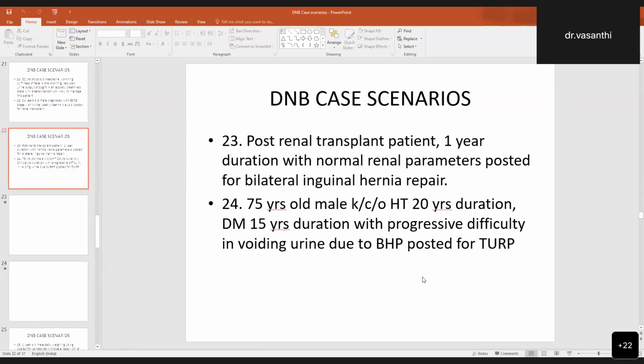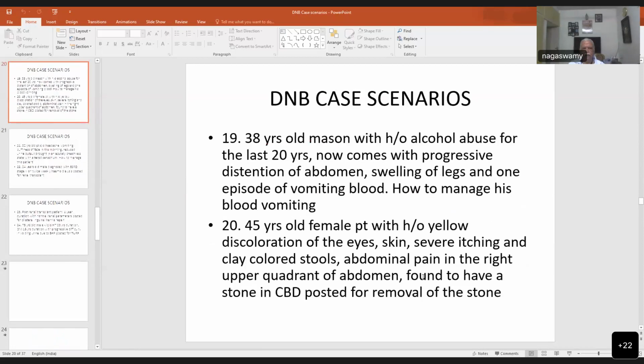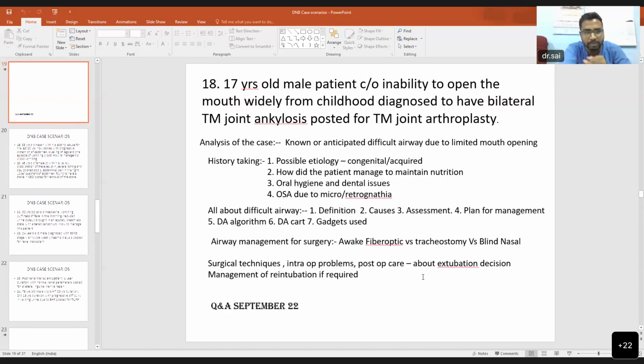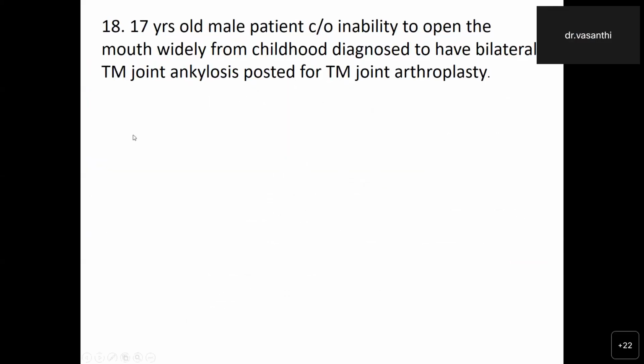FOB, the flexometallic, or did you mention it, sir? Flexometallic, yes. Flexometallic is ideal. Nasal RAE may be a little difficult. Surgery is done with fiber optic because of the bend and all those things. Intraoperative maintenance of the tubes is important, because it will get kinked all the time. So that is another thing.